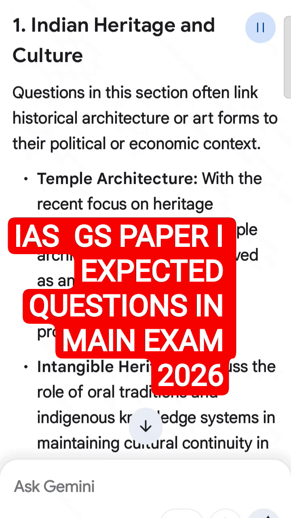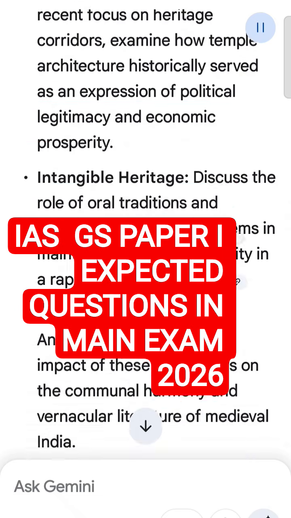Bhakti and Sufi movements. Analyze the socio-political impact of these movements on the communal harmony and vernacular literature of medieval India. 2. Modern Indian history and world history. UPSC is shifting toward analytical questions rather than simple "what happened" queries.